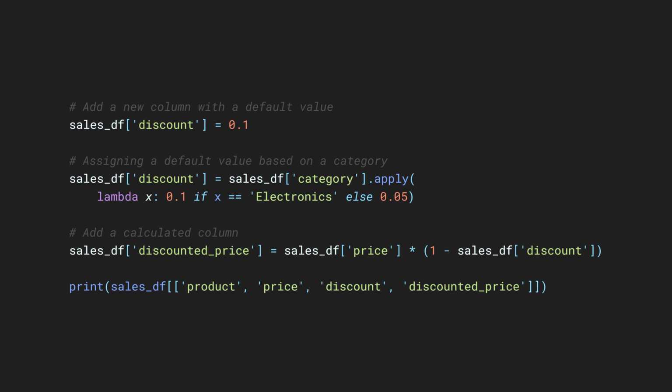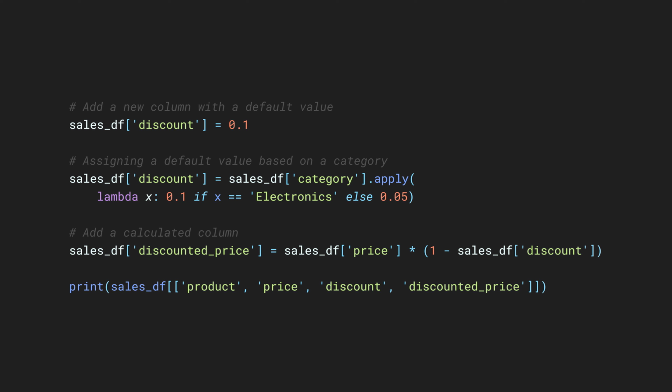To make sure we have the same value for all rows, we can assign a single value to the new column. In the first example, we set a default discount of 0.1 for all products. In the second example, we use the apply method to assign different discount values based on the product category. This is a powerful way to create new columns based on existing data.